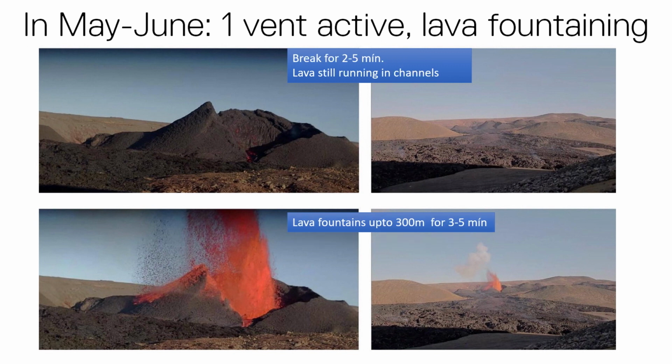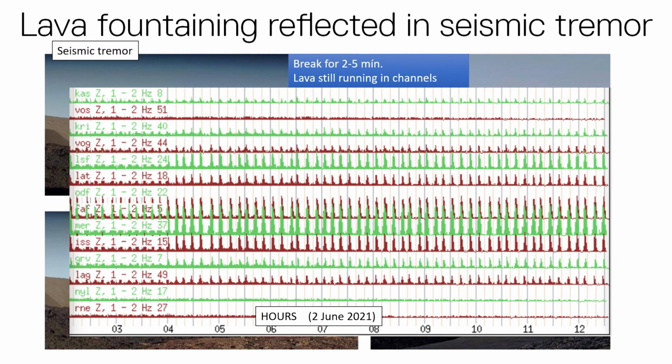These lava fountains were also reflected in the tremor. So both the lava fountaining and also the break between them, as you can see here. So again, we are looking at tremor data, RSAM data. So this is averaged amplitude.